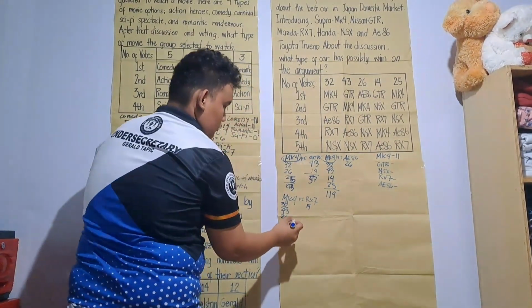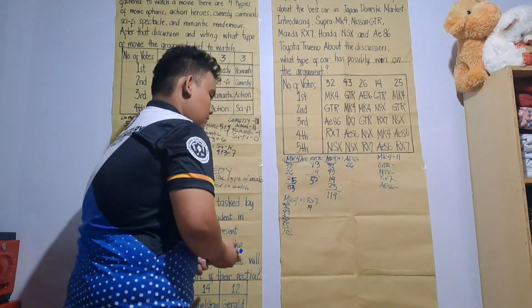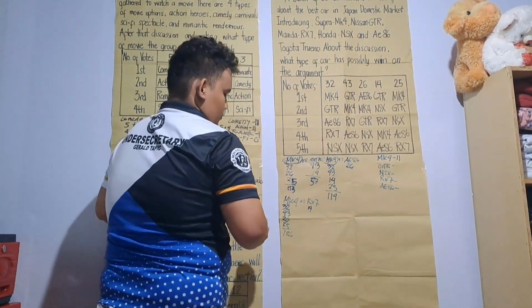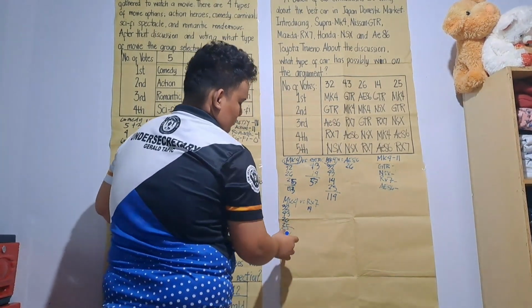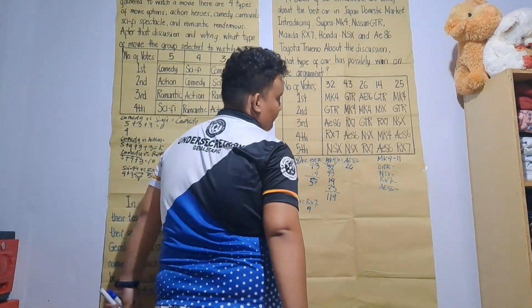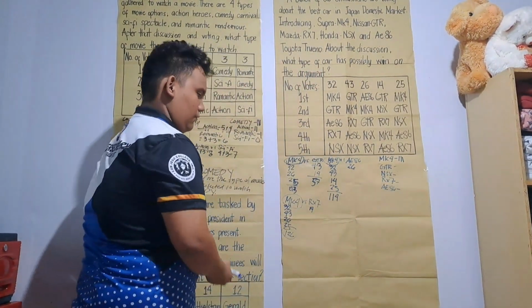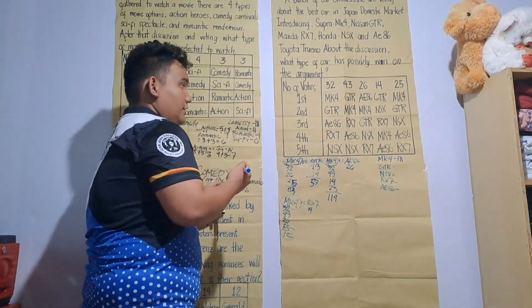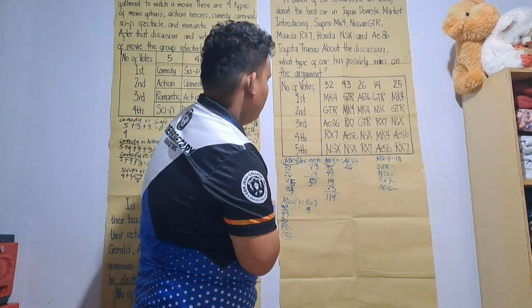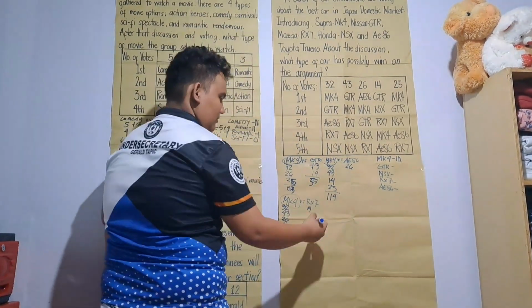So 1, 2, 6. So 126 votes. So the winner is MK4. Then MK4 has already 3 points for now. The next matchup is MK4 versus NSX.